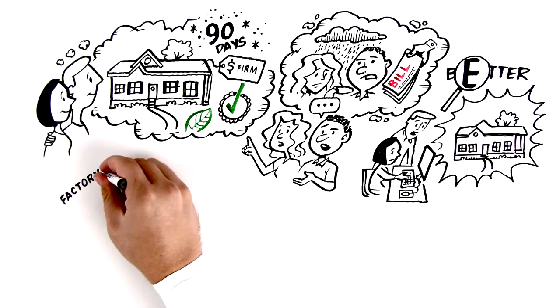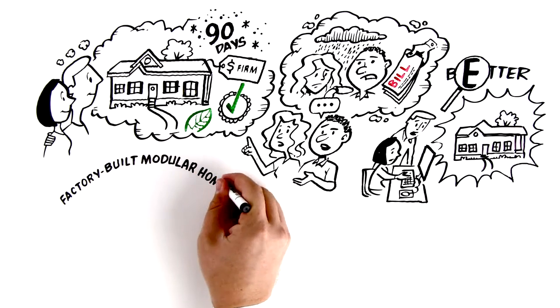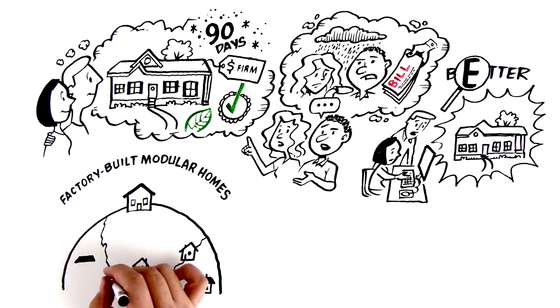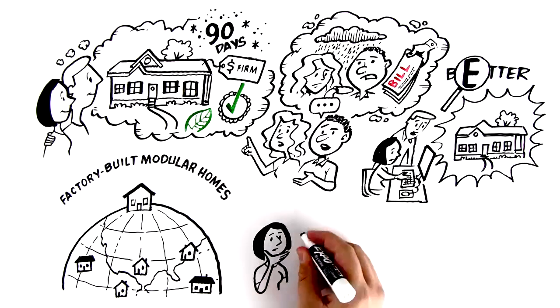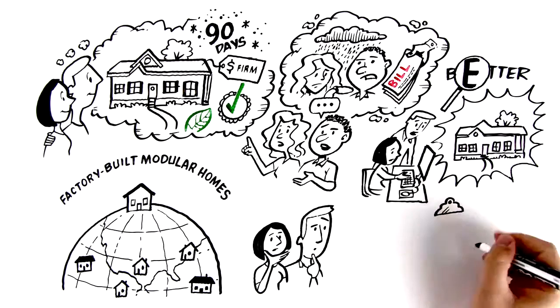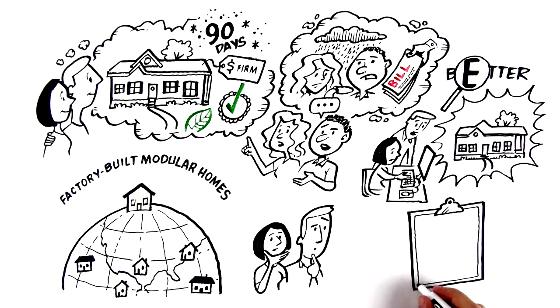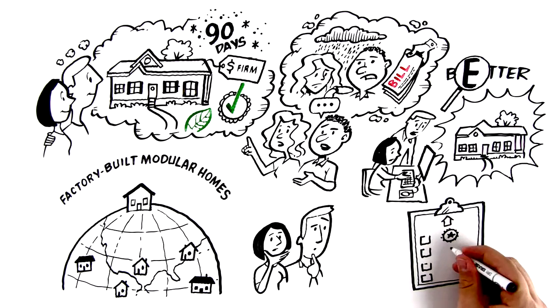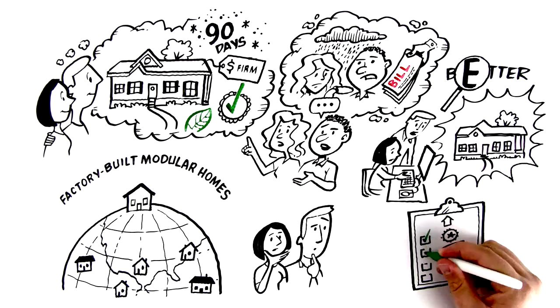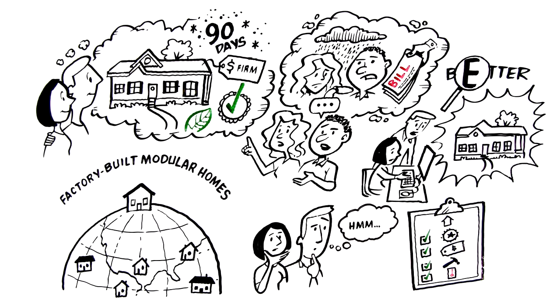That's how they discovered factory-built modular homes, a growing trend around the world. At first, Angie and Chris were skeptical about the idea, a high-quality, affordable home built by a skilled workforce in a climate-controlled environment. It sounded too good to be true. So they put it to the test.